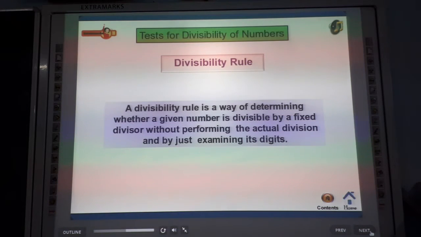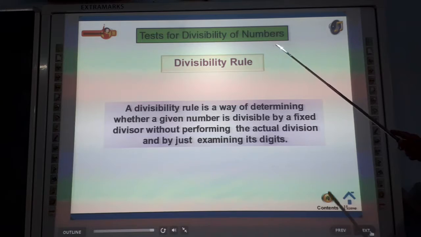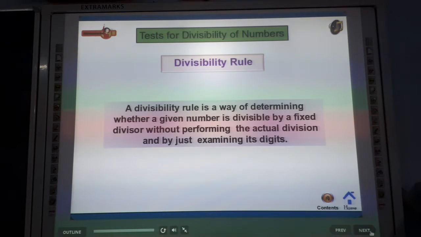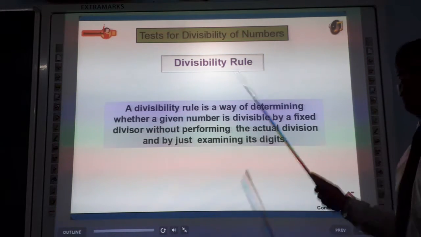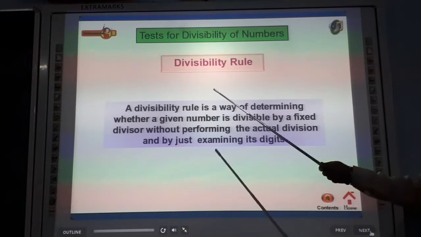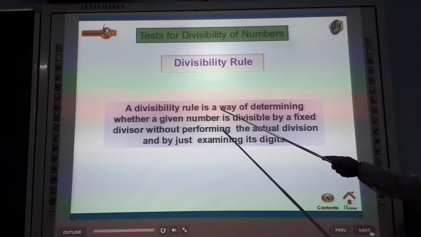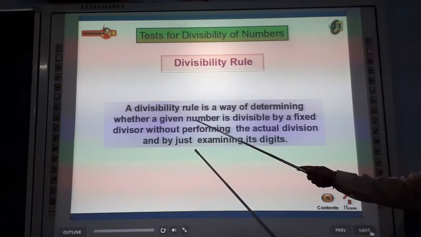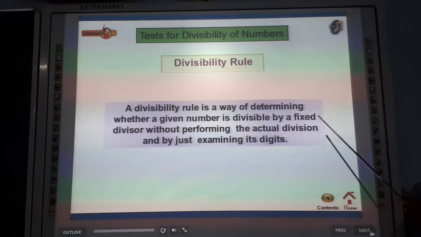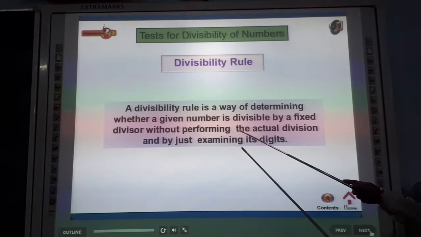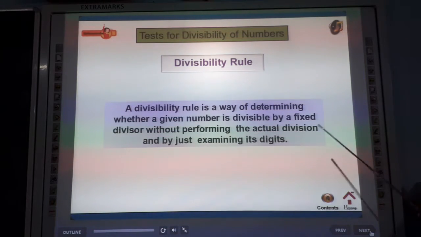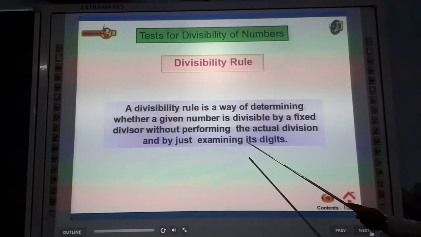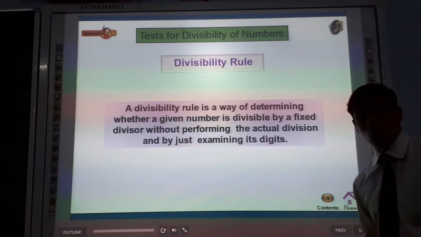Now next topic, test for divisibility of numbers. Divisibility rules. Okay, student, look here. A divisibility rule is a way of determining whether a given number is divisible by a fixed divisor without performing the actual division, by just examining its digits. Okay.